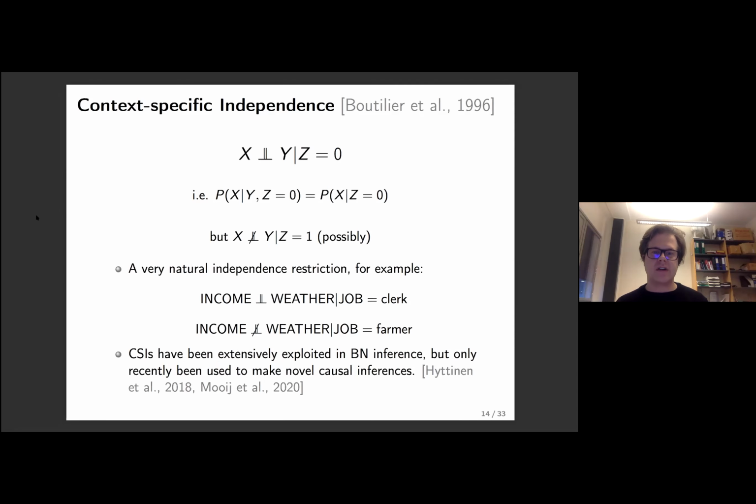And this is a very natural independence restriction. Here are two examples. For example, your income might be independent of the weather if you're a clerk, but if you're a farmer, your income is probably dependent on the weather. These types of CSIs have been extensively exploited in Bayesian network inference to make it faster and to combat the treewidth that causes the computational complexity of Bayesian network inference, but they have only recently been used to make causal inferences possible.